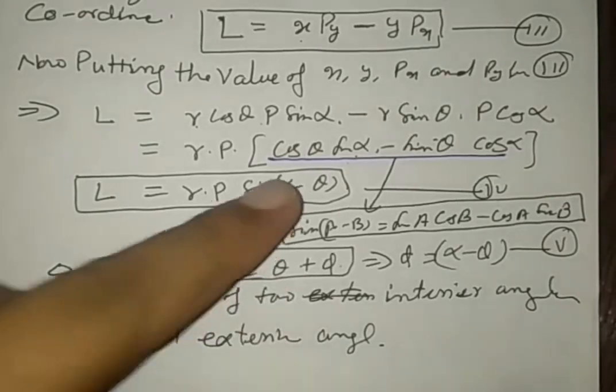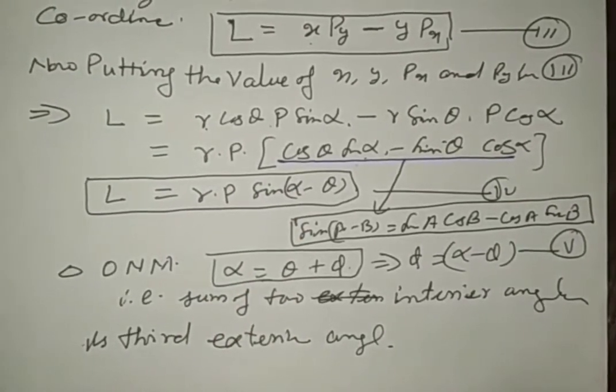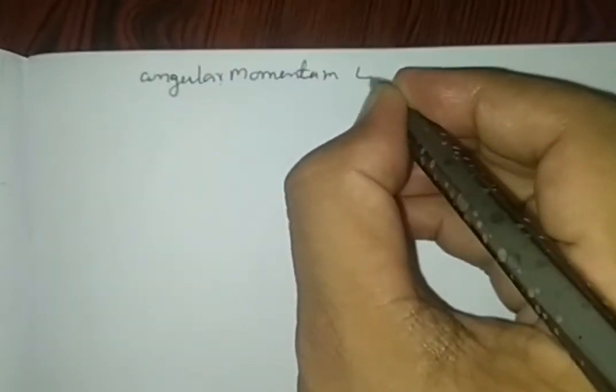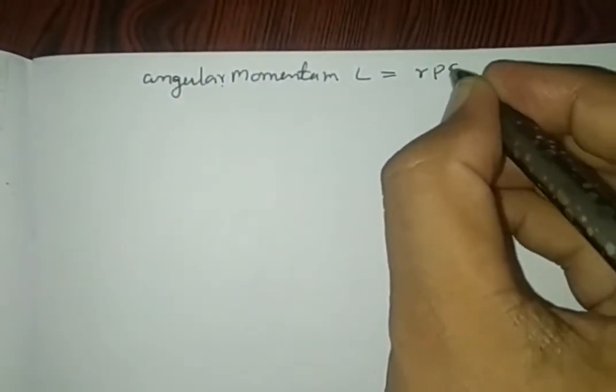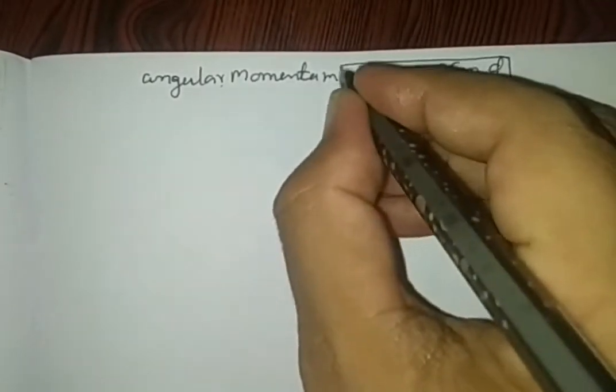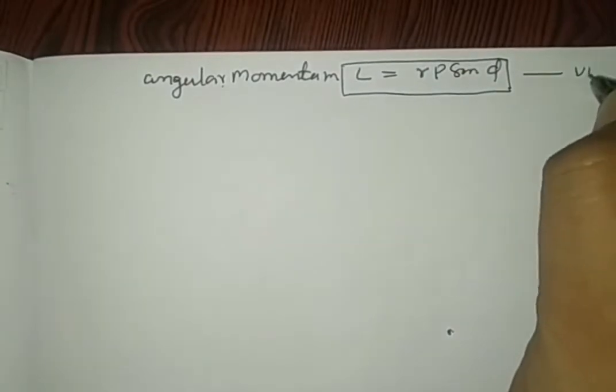Now putting the value in equation 5, the angular momentum L can be written as rp sin phi. This is equation number 6.